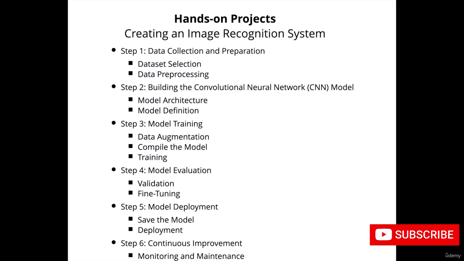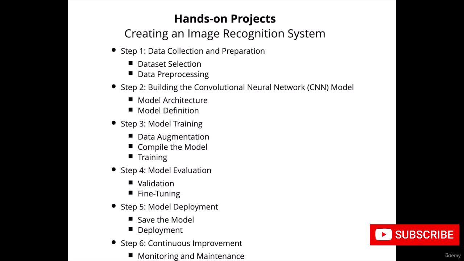Data preprocessing: preprocess the images by resizing them to a uniform size, normalizing pixel values, and converting them to arrays. TensorFlow provides tools like ImageDataGenerator for preprocessing. Step 2, building the convolutional neural network or CNN model. Model architecture: design a CNN architecture suitable for image recognition. You can start with a simple architecture like LeNet or use more complex architectures like ResNet, Inception, etc.